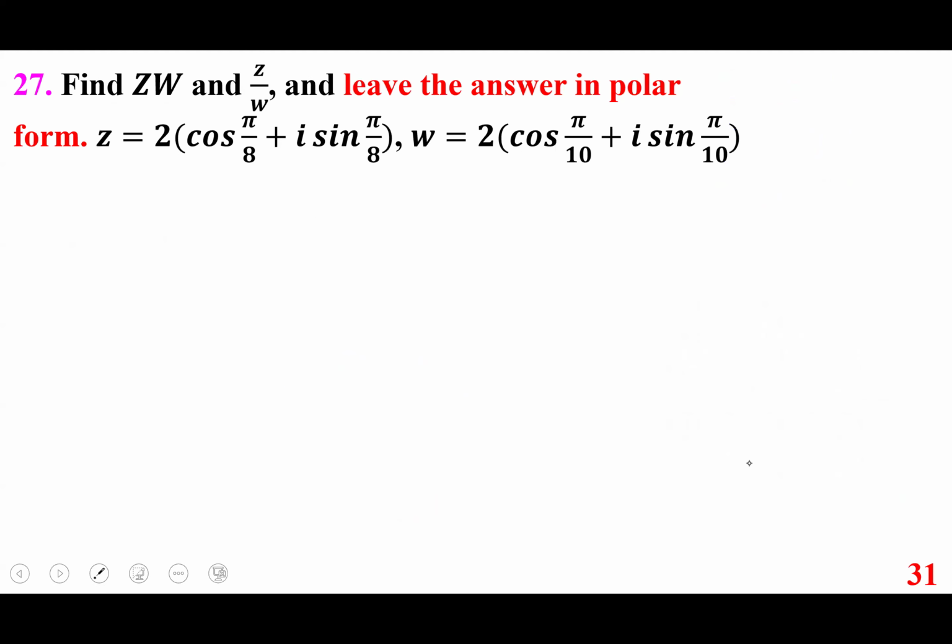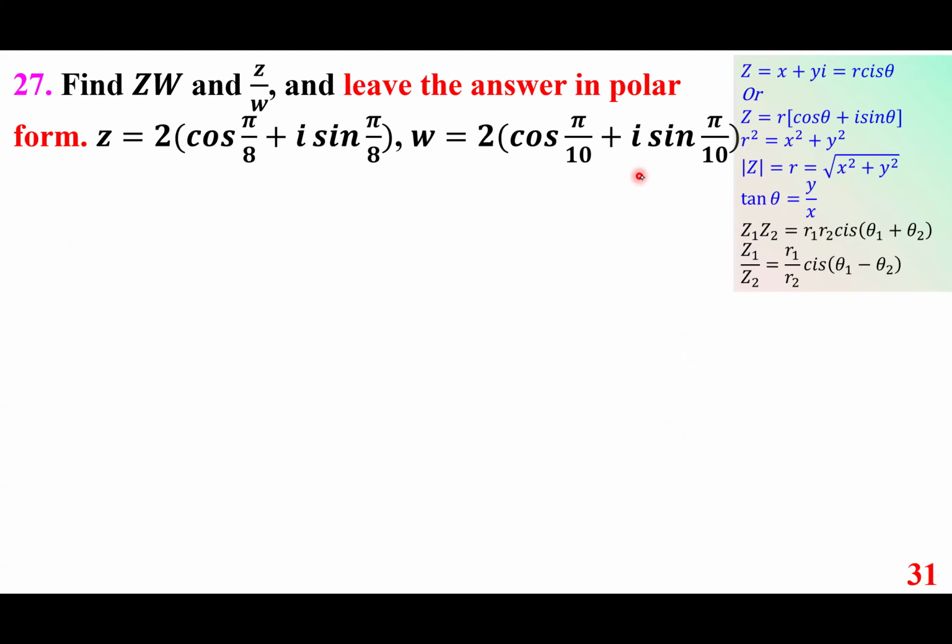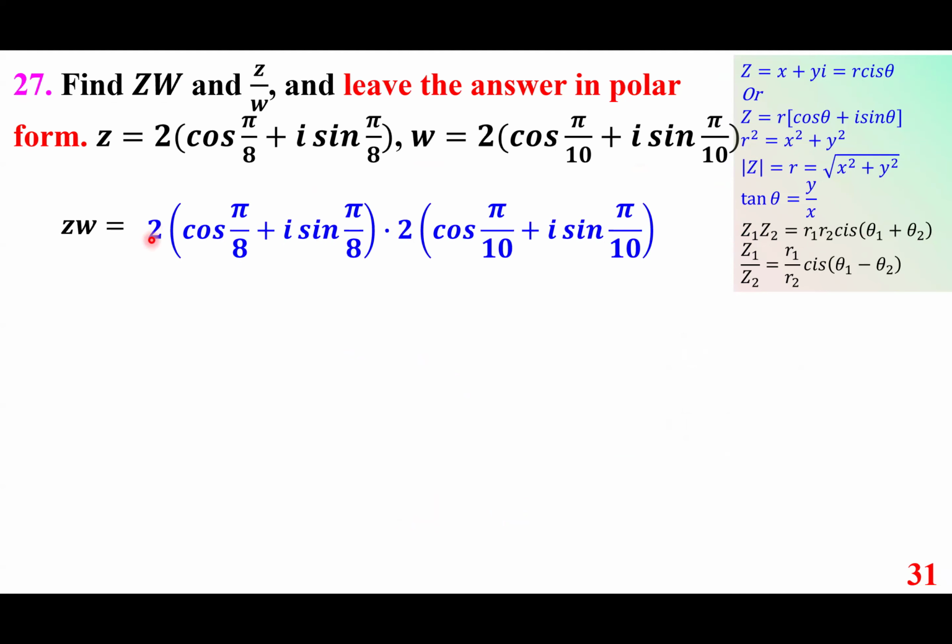zw and z over w. You want to find those where z is given and w is given. Reminding everybody that when we have r cis theta, z1 z2 is r1 r2 cis of theta 1 plus theta 2. So we want to multiply these two, which means we multiply their modulus or magnitude, 2 times 2, and then we add their arguments. So 2 times 2 cosine of pi over 8 plus pi over 10, and i sine of pi over 8 plus pi over 10. So simply put, we add these two.